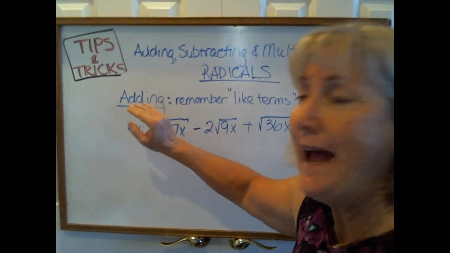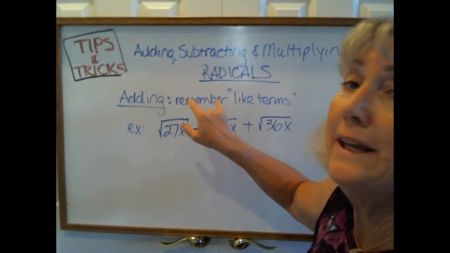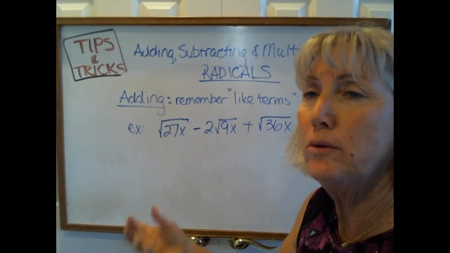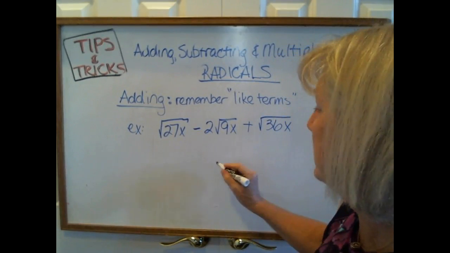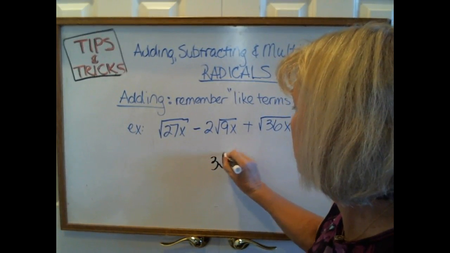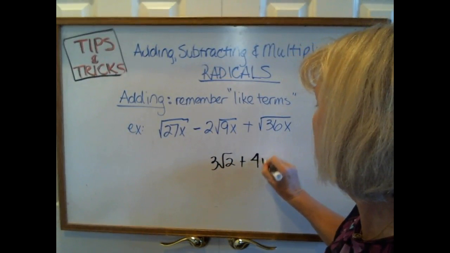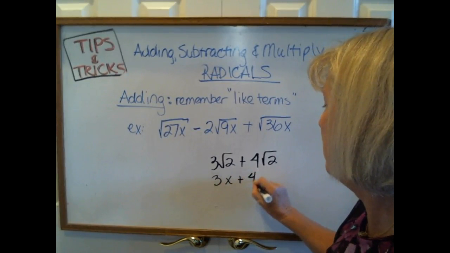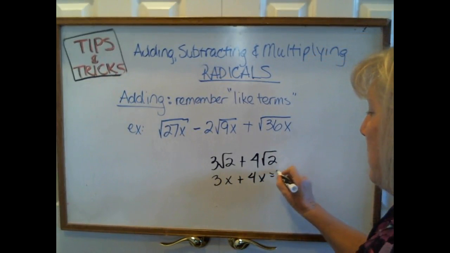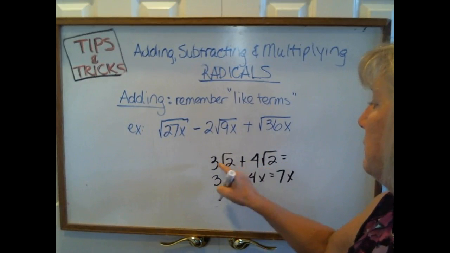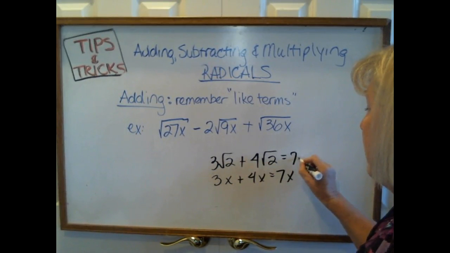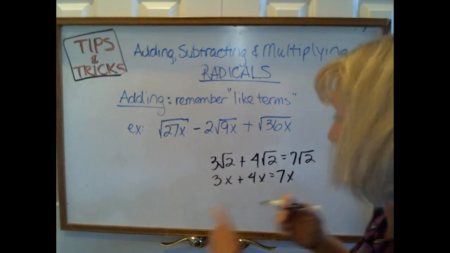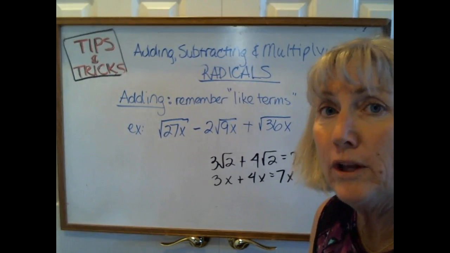So one of the hints for adding is that you can only add like terms. For instance, square root of 2 acts like an x. If I have 3 times the square root of 2 plus 4 times the square root of 2, that would be the same as if I had 3x plus 4x. Well, 3x plus 4x is 7x. So 3 root 2 plus 4 root 2 would be 7 root 2. The root 2's stay the same, just like the x's stay the same when you're adding.